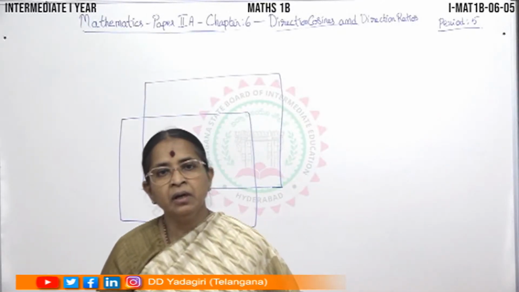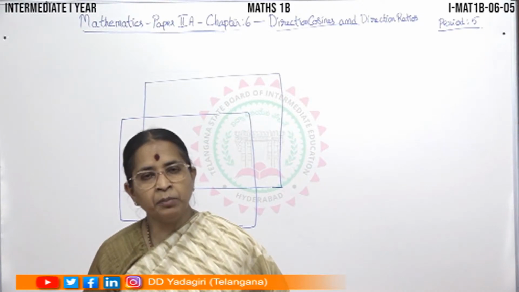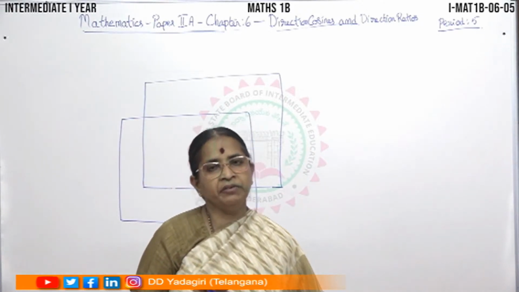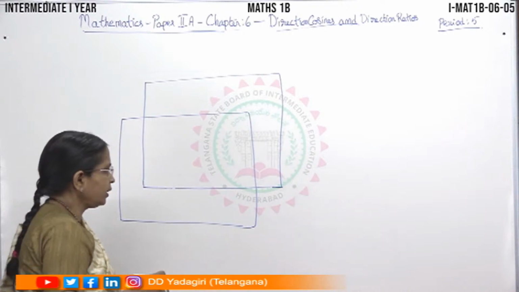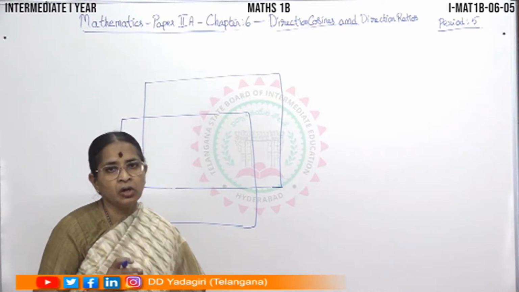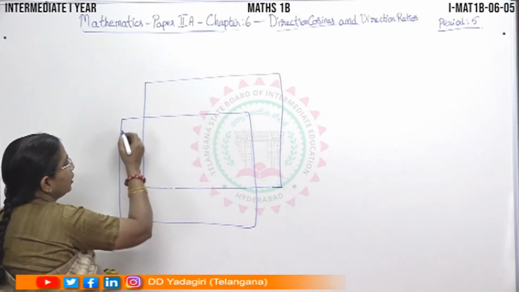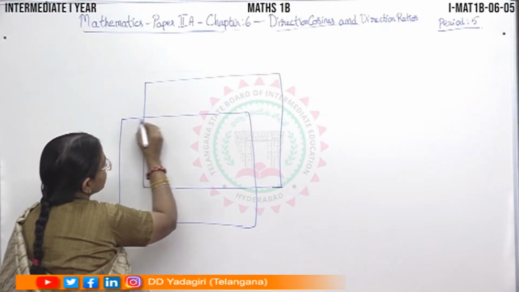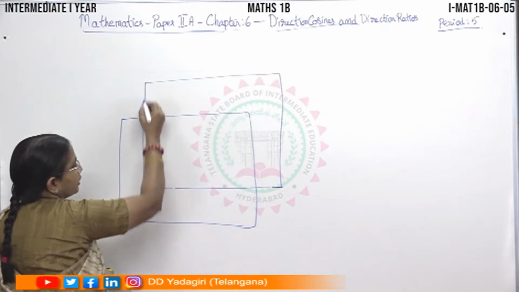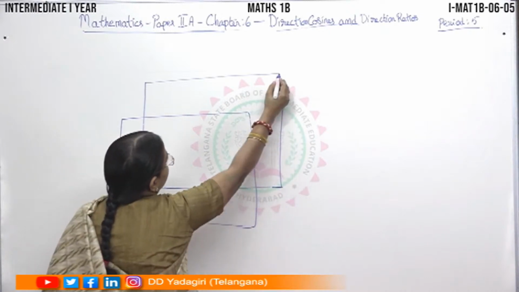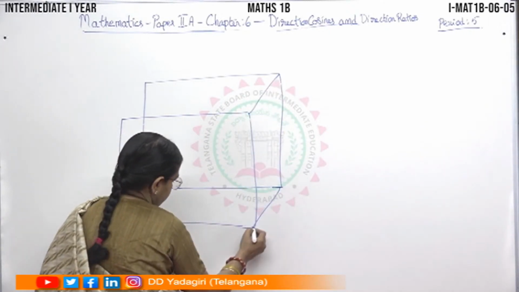Good morning, children. Now we'll do two important problems. They are very important for 7 marks. They are based on the solid cube. So we'll draw a cube like this. First you draw a square, another square like this, and then join these sides.